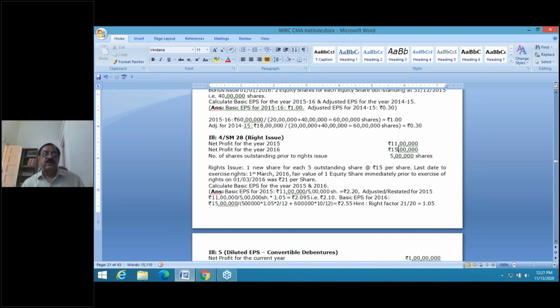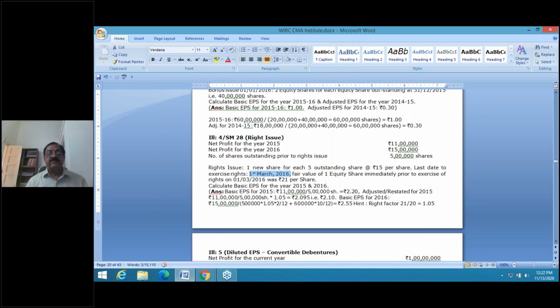Okay, friends. Now I'm going to another point, right issue. This is your module number 28 question. Here they have given a wrong answer, so I'm correcting it, friends. Net profit, it is calendar year, 11 lakhs last year, current year 15 lakhs. Current year shares outstanding prior to right 5 lakhs. Thereafter during the year, right is issued. When? On 1st March, after 2 months in the current year. So right shares are outstanding for 10 months, friends. Fair value of one equity share immediately prior to exercise of right was 21.